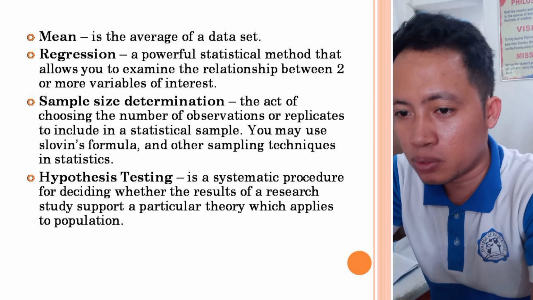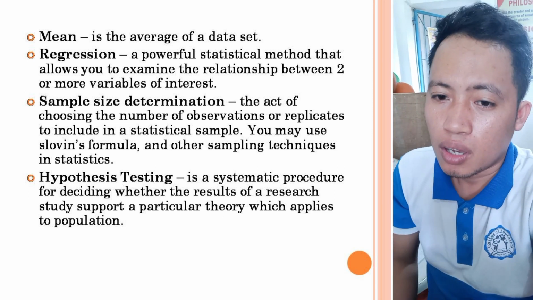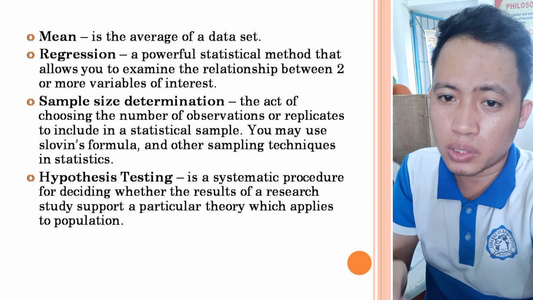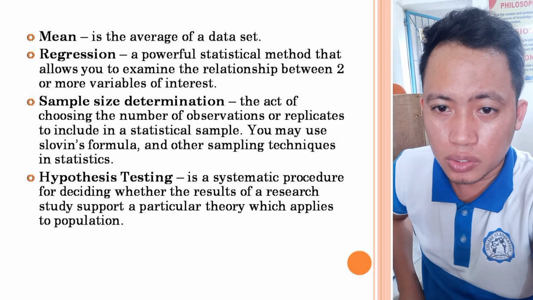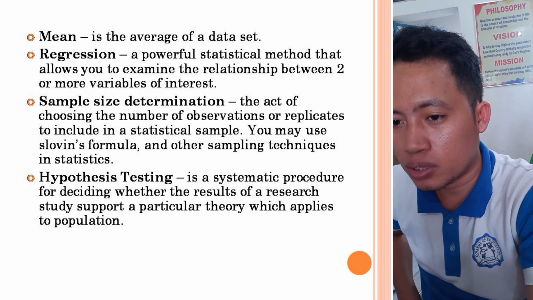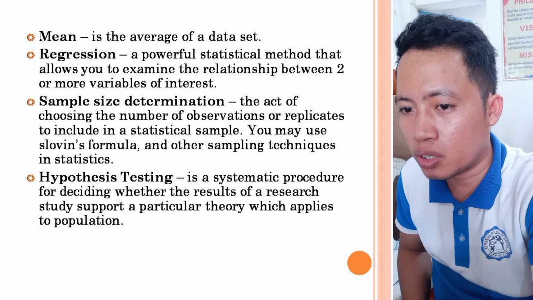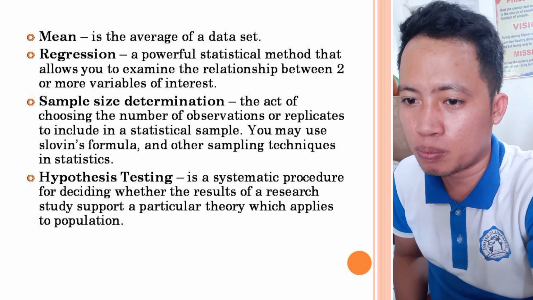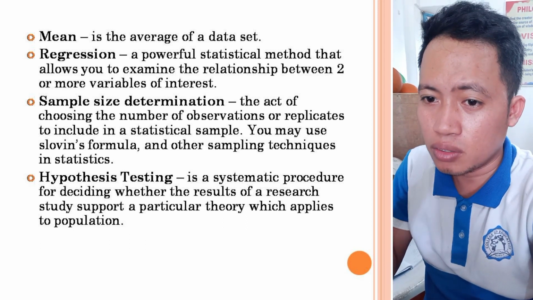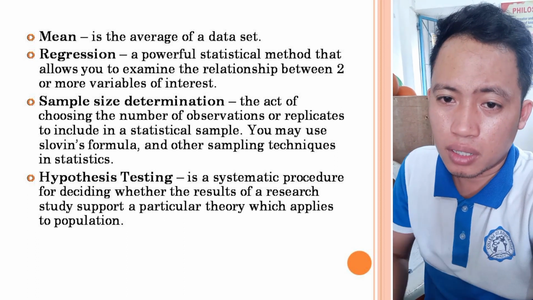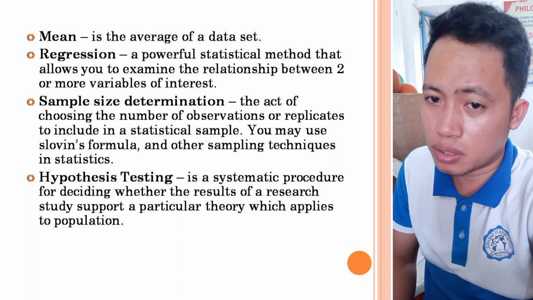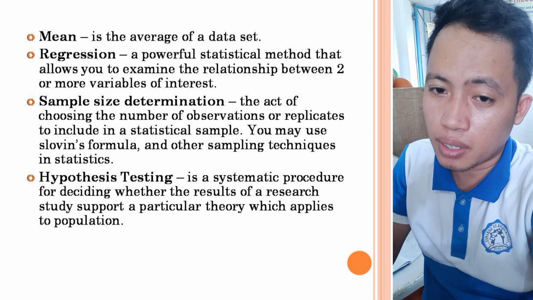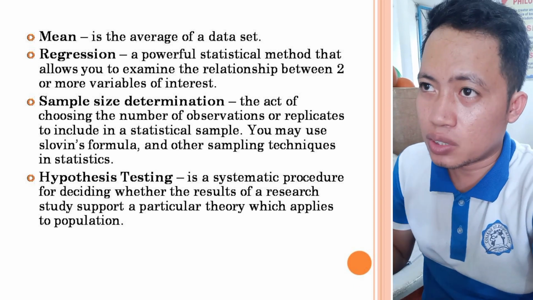Then last one, we have hypothesis testing. So you need to test whether there is no significant relationship or difference between two variables, or there is a significant relationship. Hypothesis testing is a systematic procedure for deciding whether the results of a research study support a particular theory which applies to a population. In this case, you need to decide whether there is a significant relationship between two variables or there is no significant relationship, as well as there is no impact or there are no effects, something like that, or how we're going to conclude that one.